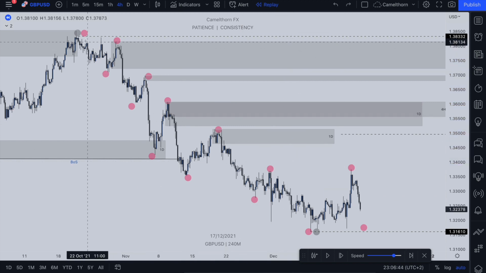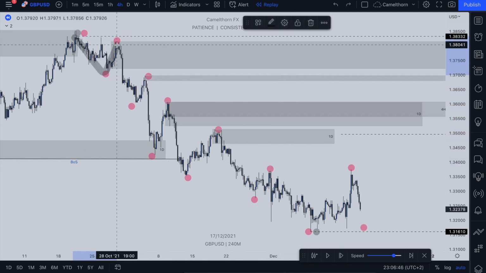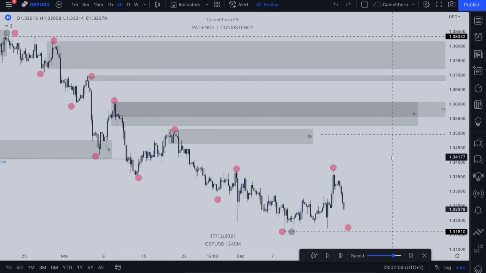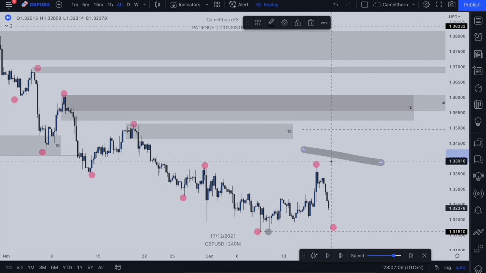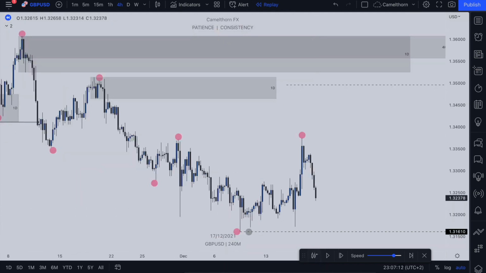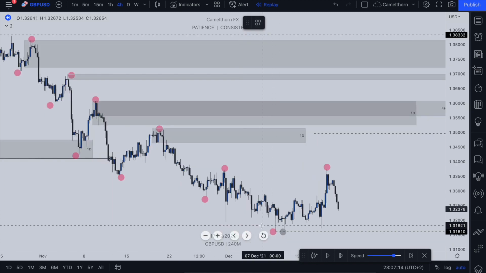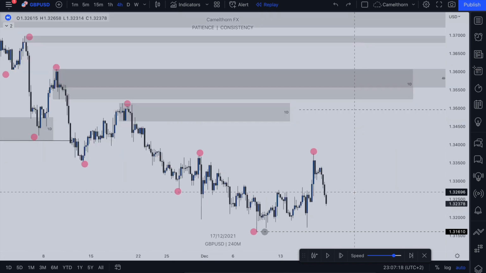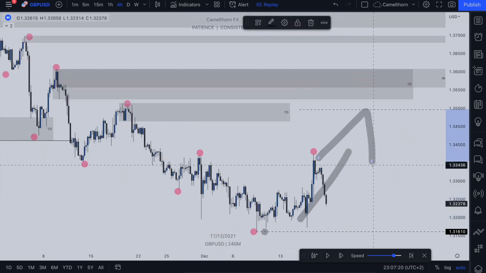Okay. So basically from a 4-hour point of view, you can see that you have these higher highs and you've got these higher lows. Now, because we have just created a new structure low in here, what I want to see is my 4-hour turn bullish.